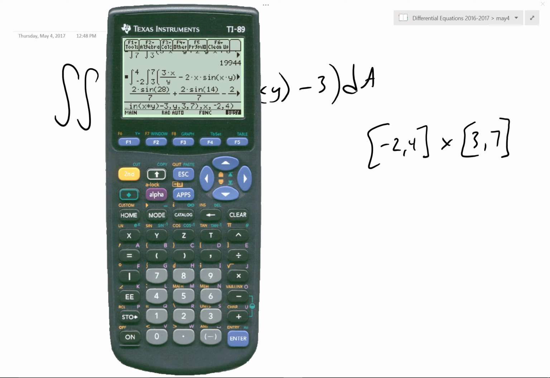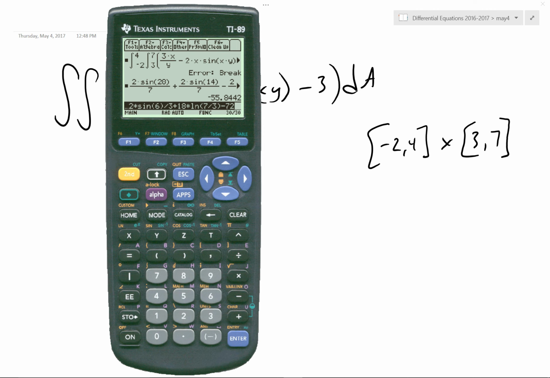Make sure you're in radians. Don't forget to be in radians. Okay. Boy, I made her mad this time. Well, I have the answer. What I just need to do is evaluate the answer. There it is, negative 55.8.